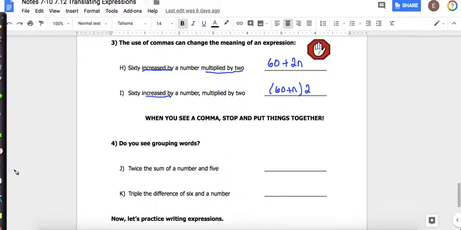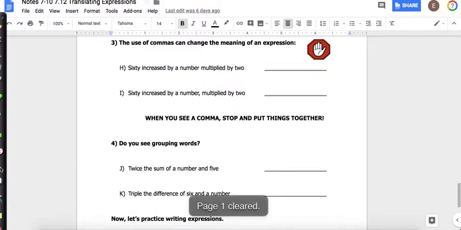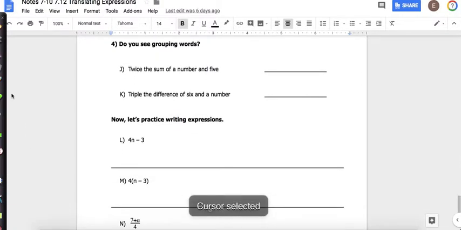Now, do you see grouping words? Okay, so sum is a grouping word. So it says twice the sum of a number and 5. So that means I'm going to group the sum.